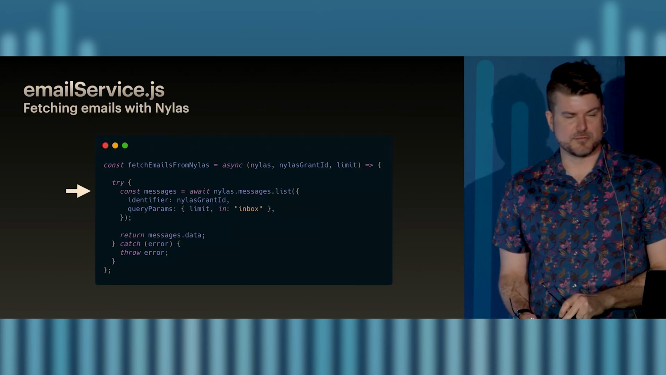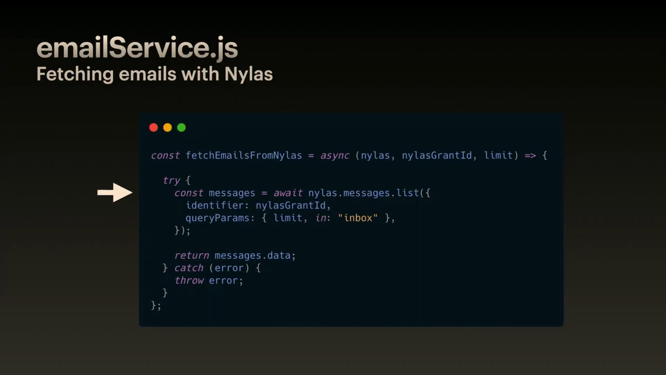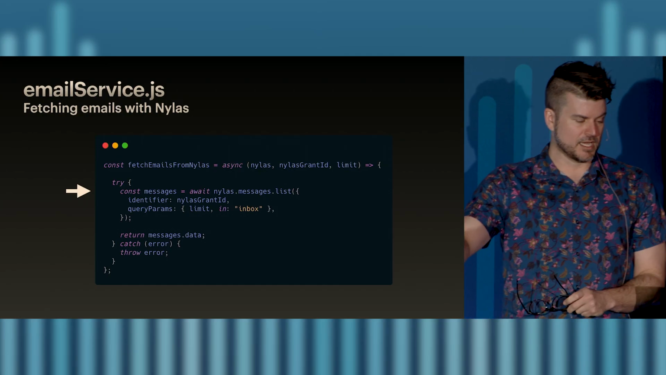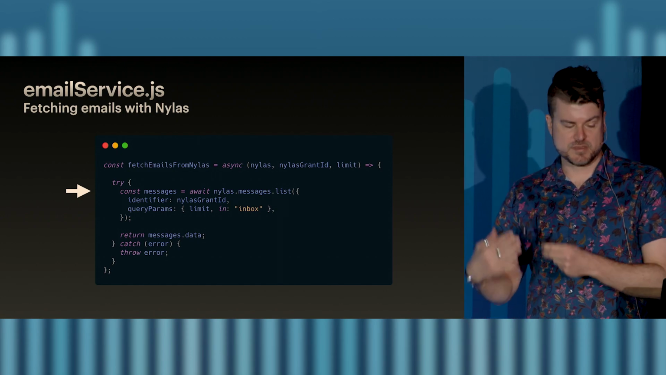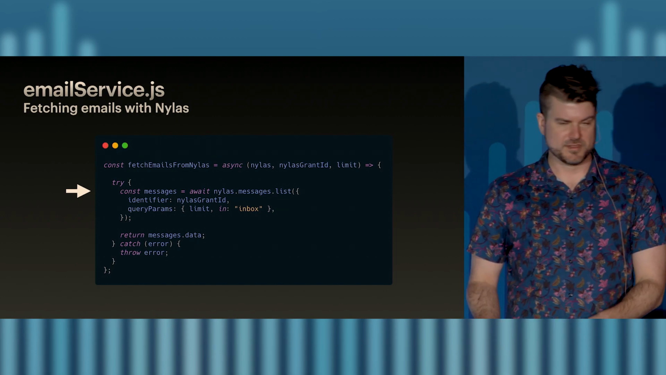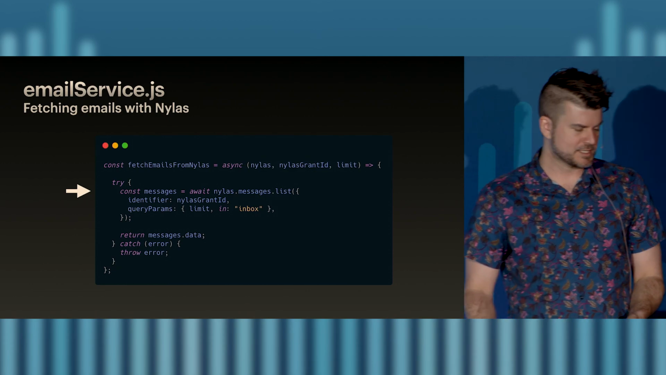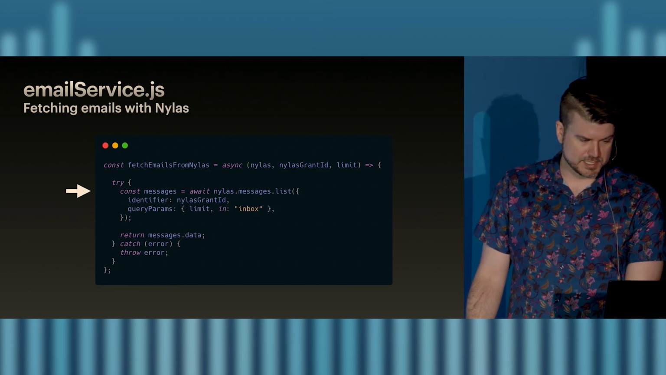It's just a class. We're not going to dive into the deep details of what Nylas is doing here. I just want to point out that one line there, you can see that we have the constant messages is awaiting nylas.messages.list. Inside of that, all we're passing is an identifier that represents the logged in user, and then query parameters, like how many emails do I want to get? That's the limit, and then where am I getting them, in the inbox? So that's all we're doing on the Nylas side.